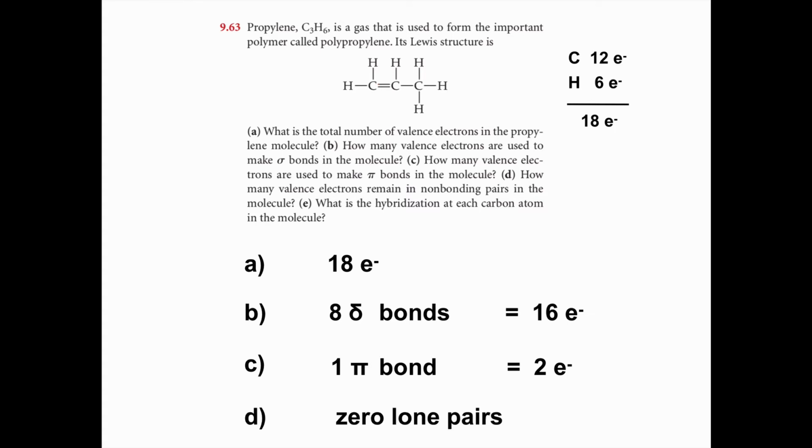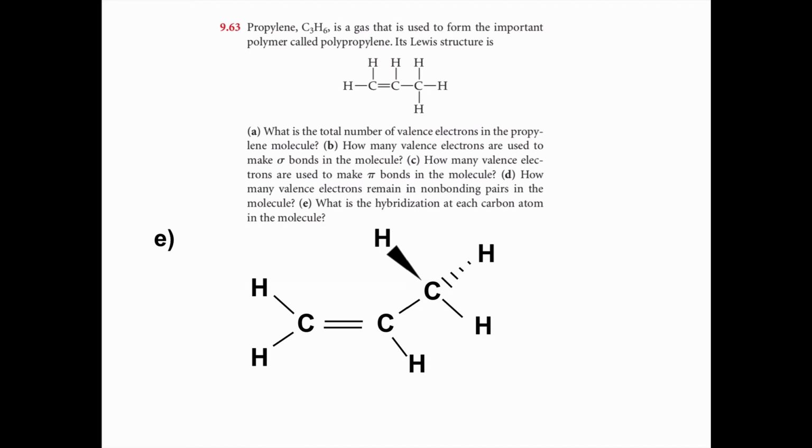E, what is the hybridization for the carbon atom in each molecule? All right, so get used to looking at the Lewis dot structure and recognizing what the geometry would be. If I have 3 bonded pairs, and we count double bonds like we do single bonds in terms of repulsion, we have a trigonal planar geometry around carbon number 1. So that's an example of sp2 hybridization.